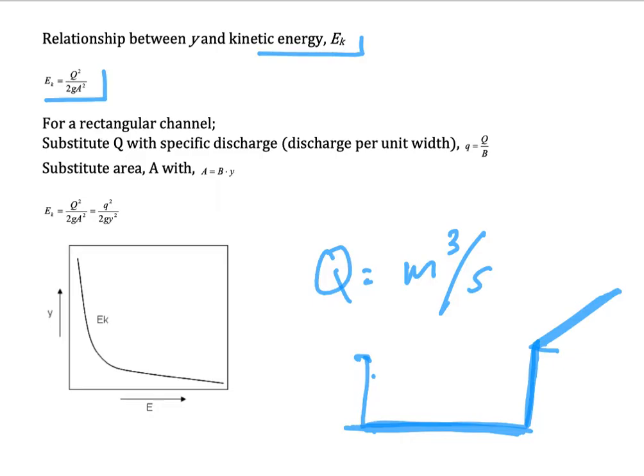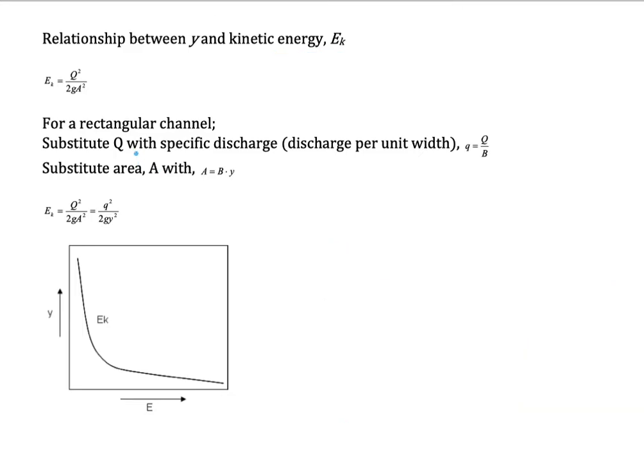Because we want to reduce the calculation here, what we could do is substitute the value of Q with the specific discharge. What is specific discharge? It can be shown as small q is equal to capital Q divided by B. So we try to simplify the equation.